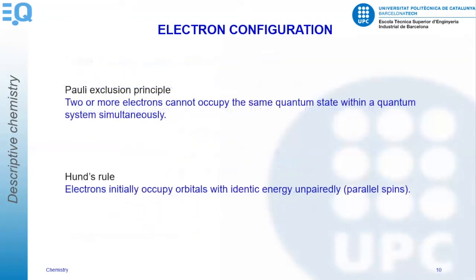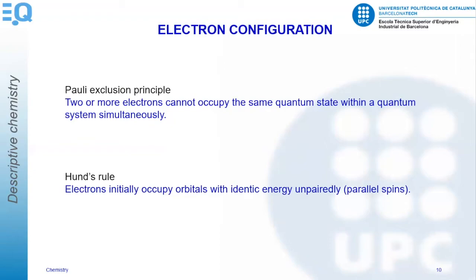In this next slide, we can see two different principles or rules. The first one is Pauli's exclusion principle, which tells us that two or more electrons cannot be found in the same quantum state within a quantum system at the same time.